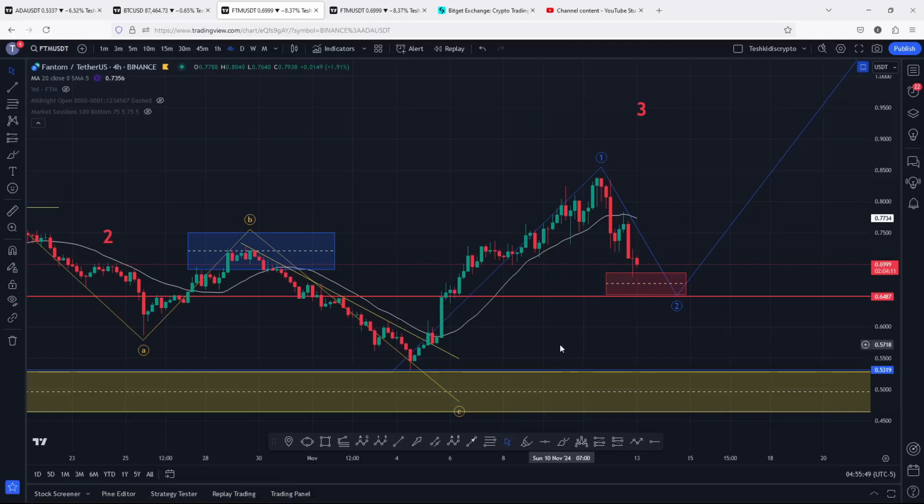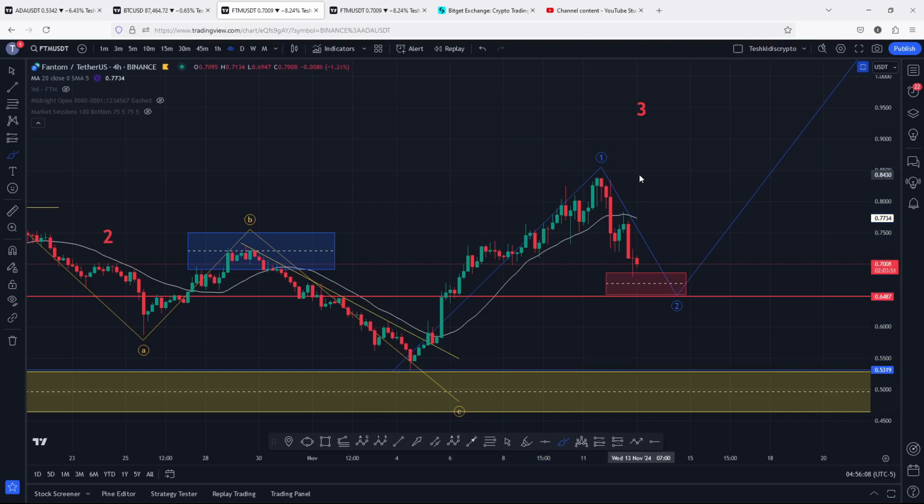Fantom at the time of this recording is seeing a bit of a breakdown move after an aggressive run up to the upside, in a move that has now given us a high above the $0.8415, and that massive bounce to the upside has also continued to obey the Elliott Wave structures.